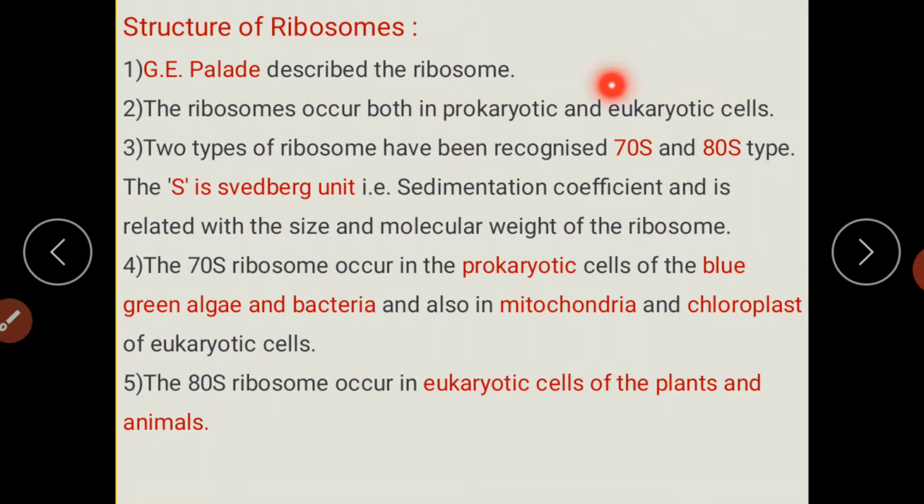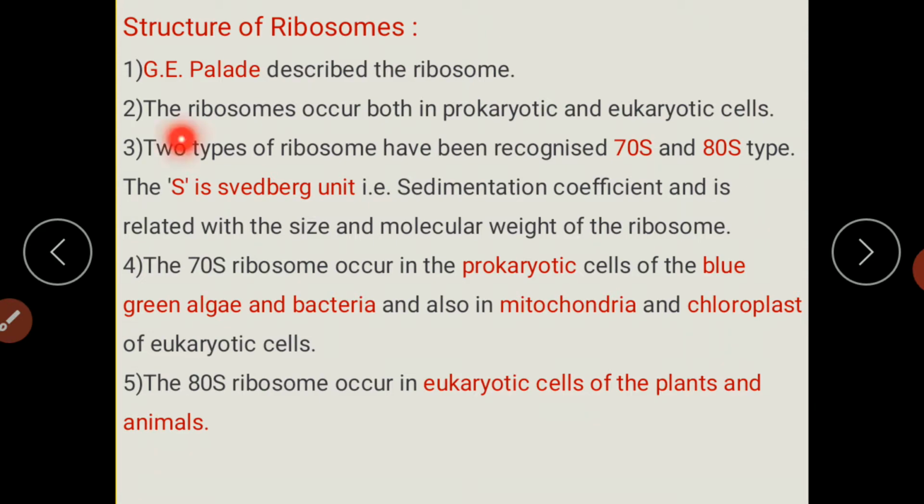In eukaryotic cells, some ribosomes are free in the cytoplasm and some are attached to the endoplasmic reticulum, which is called rough endoplasmic reticulum. The transcription process in eukaryotic cells takes place inside the nucleus. After transcription, the RNA produced is transferred to the cytosol of the cell, and in the cytosol the synthesis of proteins, that is the translation process, takes place.